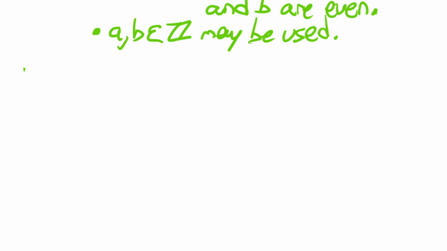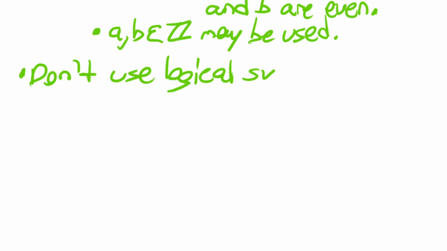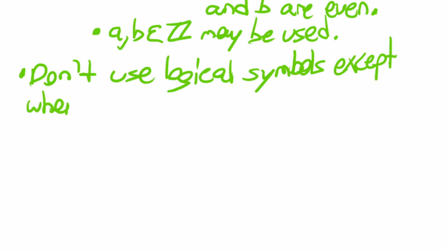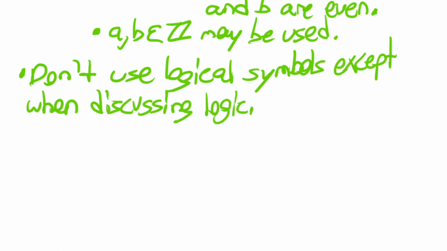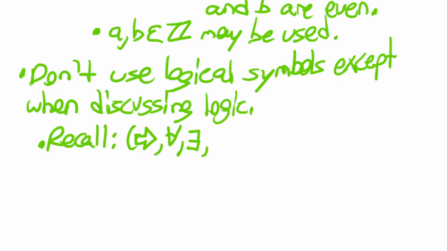All right, so another writing tip. Don't use logical symbols except when discussing logic. So, I'm sure you may recall some of these if you watch section 2. We have an implication. We have for all, there exist, the quantifiers, biconditional symbol, and etc. Those kind of logical symbols.